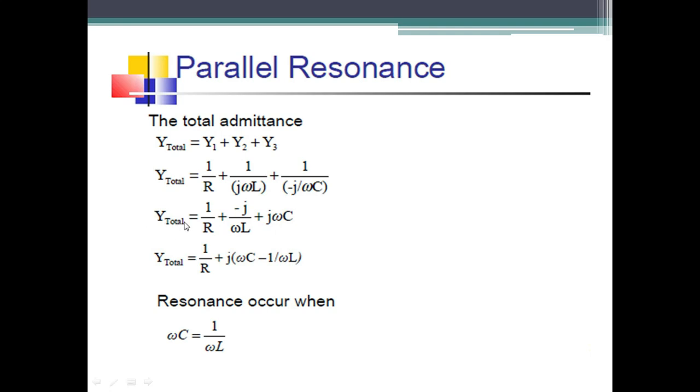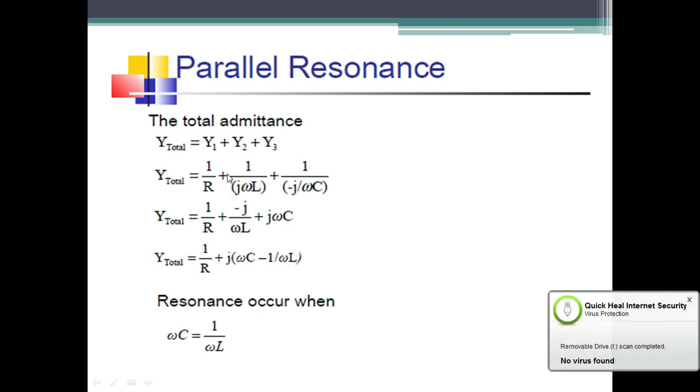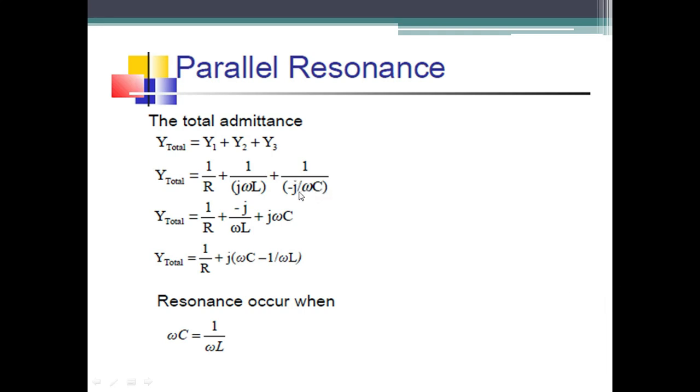So to find out the total admittance, Y total is equal to 1 upon R plus, since the j operator is transferred from denominator to numerator, it changes its sign from plus to minus, and the term minus j omega C becomes plus j omega C. Therefore Y total is equal to 1 upon R plus minus j upon omega L plus j omega C. Therefore Y total is equal to 1 upon R plus j omega C minus j upon omega L.